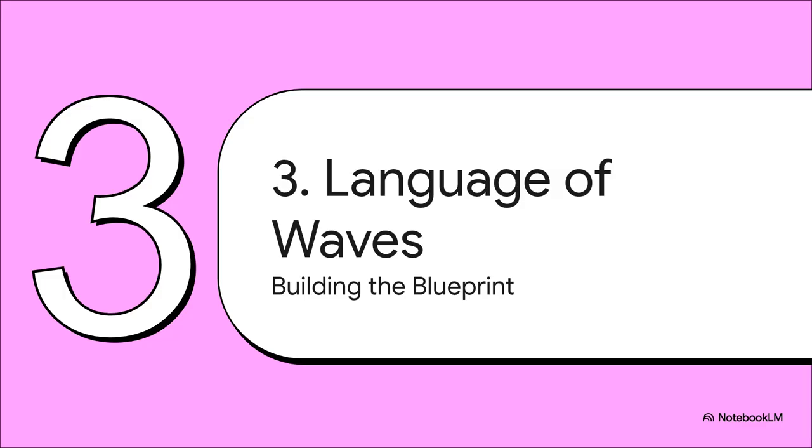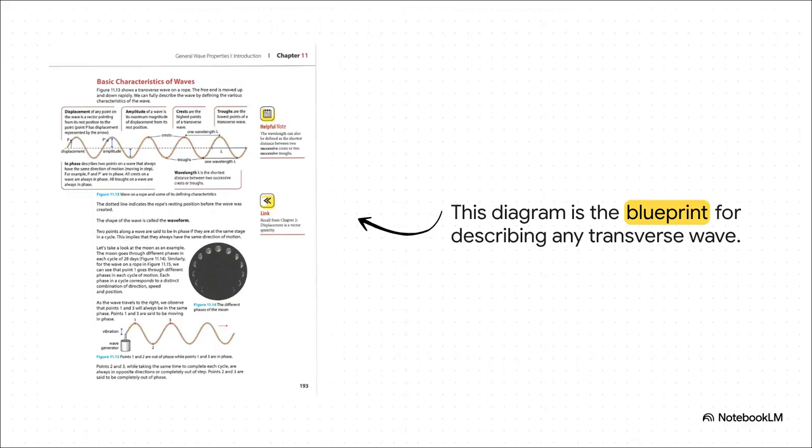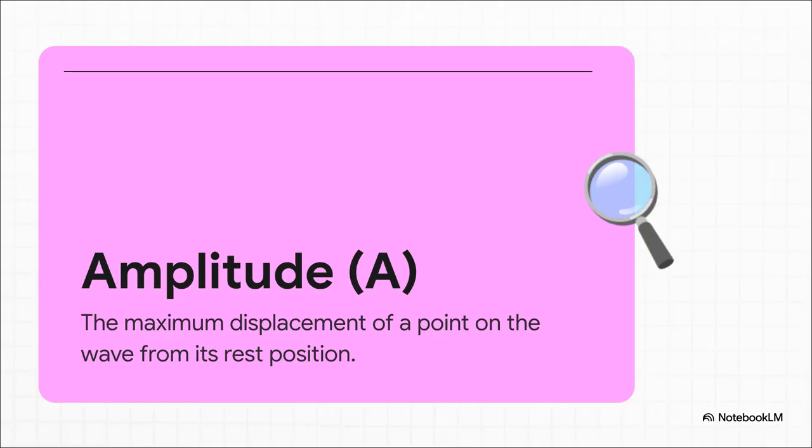This is like getting the blueprint for any wave in the universe. This diagram basically is that blueprint. It has all the key terms we need, so let's just break it down piece by piece so it becomes second nature to you. First up, amplitude.